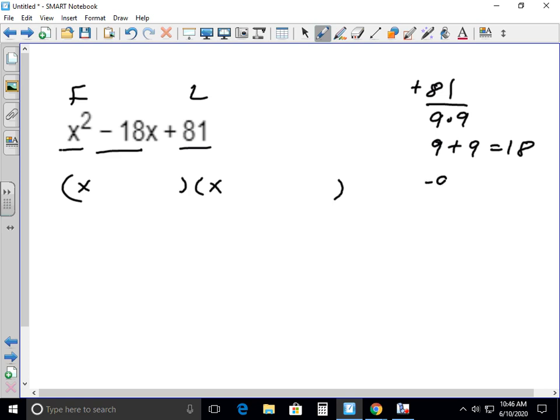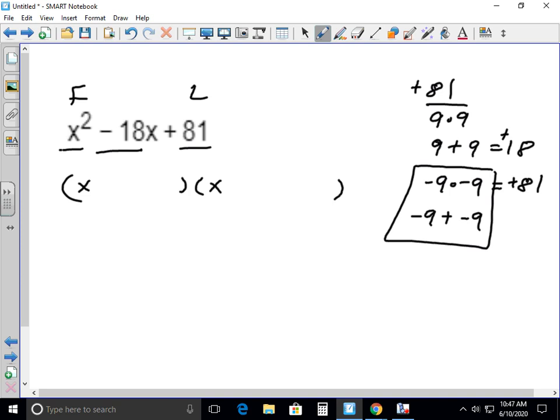Well, what if we did negative 9 and negative 9? Negative 9 times negative 9 is positive 81. Negative 9 plus negative 9. Notice when we did positive 9 plus positive 9, we got positive 18, which is not what we needed in the middle. We need negative 18. So if we do negative 9 and negative 9, that product is positive 81. Negative plus a negative, those signs are the same, so we add the numbers and take the sign of the bigger. So that does make negative 18. So we need a negative 9 and a negative 9.